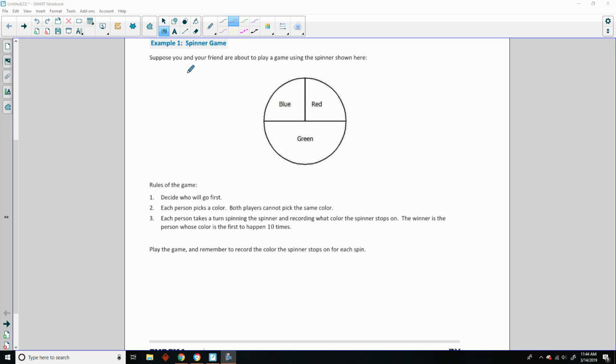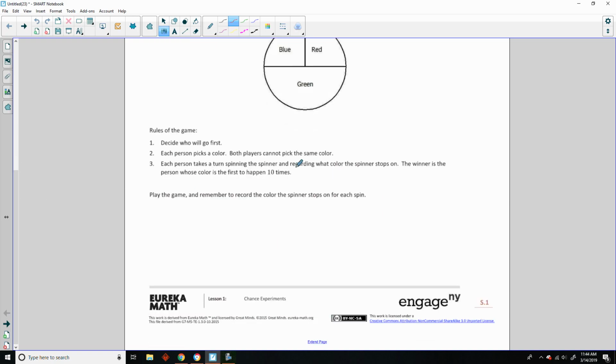Okay, so it says here, example 1, spinner game. It says suppose you and your friend are about to play a game using the spinner shown here. Rules of the game: 1, decide who will go first. And 2 says each person picks a color. Both players cannot pick the same color. So I'm just going to make this up, so I'm going to say player 1 and player 2. Okay, so play the game. Remember to record the color the spinner stops for each spin.